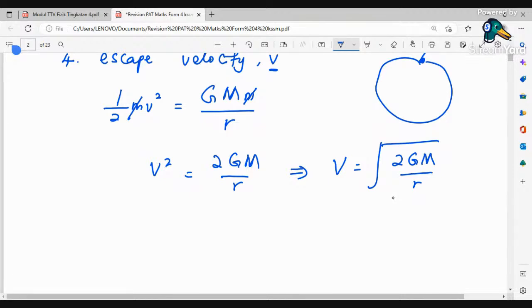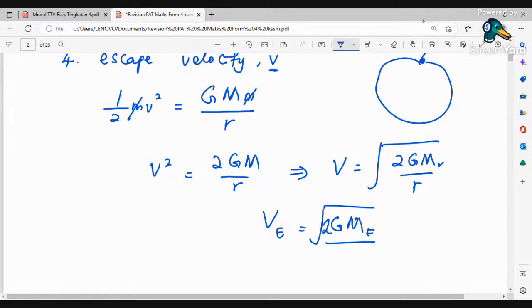So escape velocity depends on mass and also distance R. If we want to calculate the escape velocity of Earth, meaning 2GM of Earth divided by the radius of Earth. If you want the escape velocity of the planet Pluto, 2GM, mass of Pluto divided by radius of Pluto, just like that.